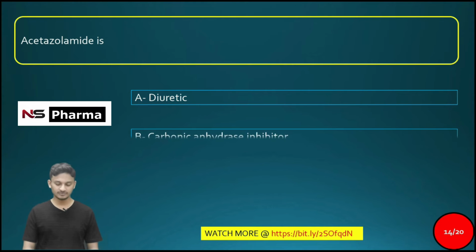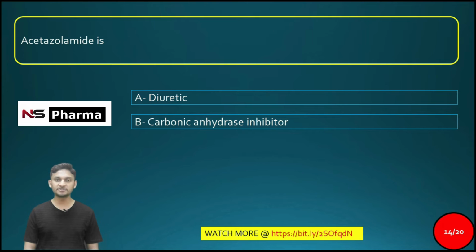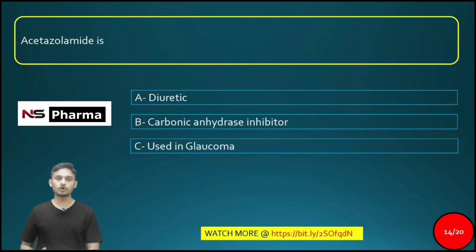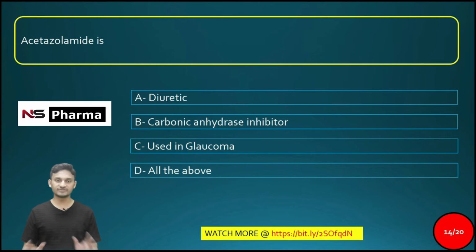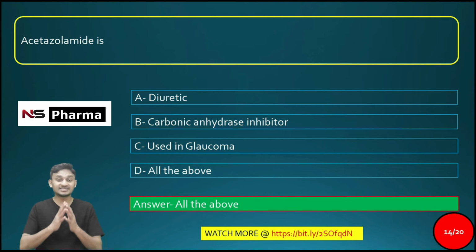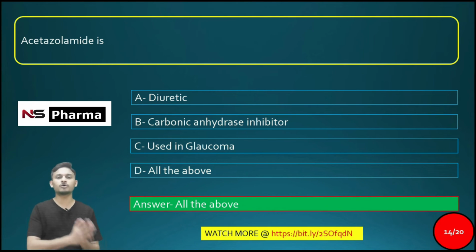Option A, diuretic. Option B, carbonic anhydrase inhibitor. Option C, used in glaucoma. And the last option, all of the above. So what is true about acetazolamide? Acetazolamide is a diuretic, a carbonic anhydrase inhibitor, and is used in glaucoma. The correct answer here is option D, all of the above. Because acetazolamide is a weak diuretic, coming under the class of carbonic anhydrase inhibitors.